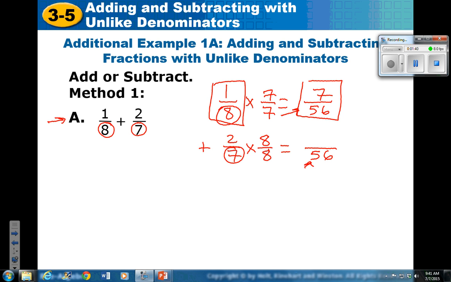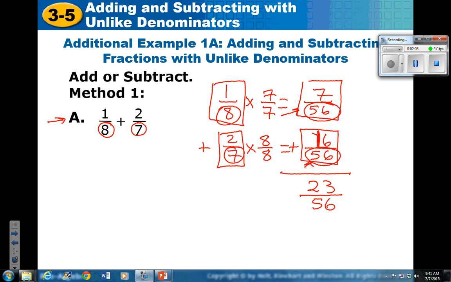2 times 8 equals 16. So 16/56 is the same thing as 2 sevenths. But now that our denominators are the same, we are able to go ahead and add those numbers. All you do is add the 7 plus the 16 to give you 23 over, keep your denominator, which is 56. 23 over 56. 23 and 56 share no common factors, so this is already in simplest form.